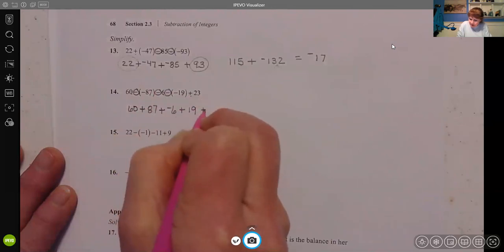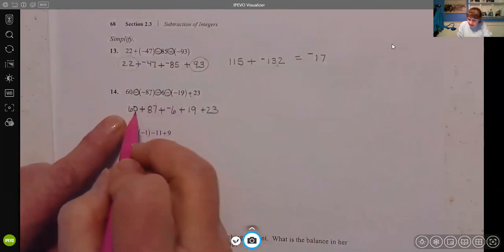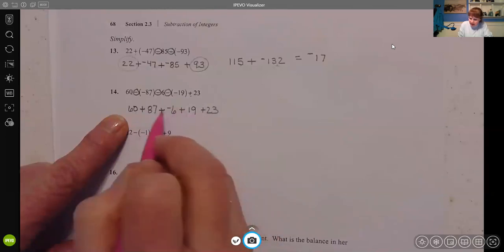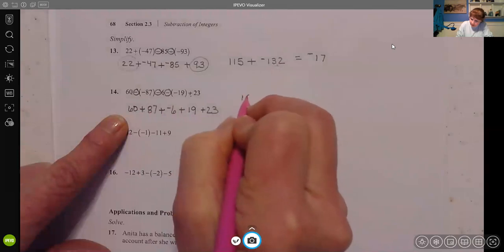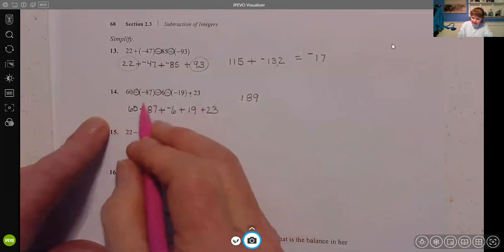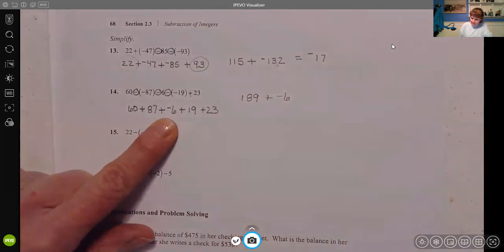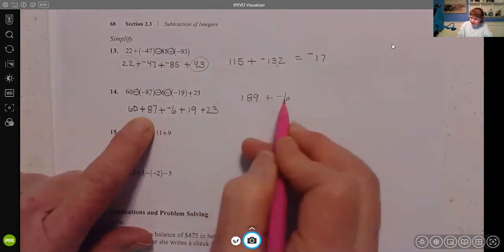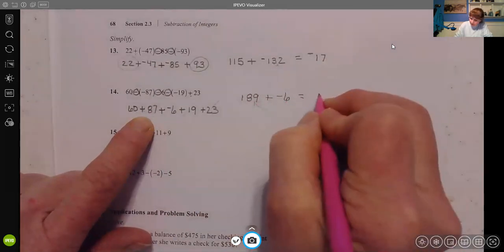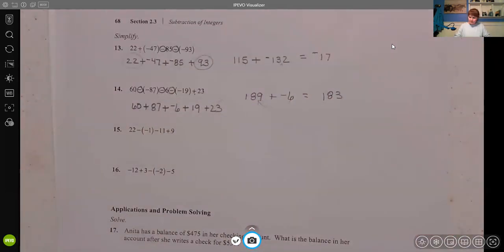And we leave additions alone. They stay. Okay, so we have a bunch of positives. We've got a 60, an 87, a 19, and a 23. So we add those four together and come up with 189 positives. That takes care of all those. I just added them together. But we still have these 6 negatives. And when we add these two together, 6 of these are going to cancel 6 of those. And what's left? 183 positives for your answer.